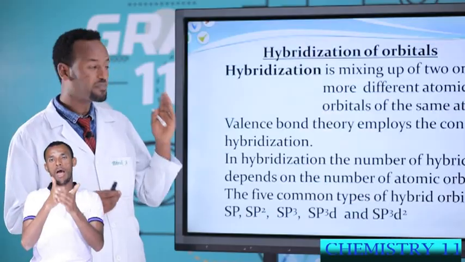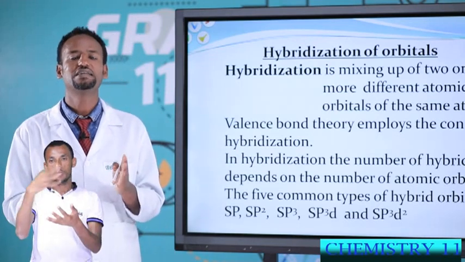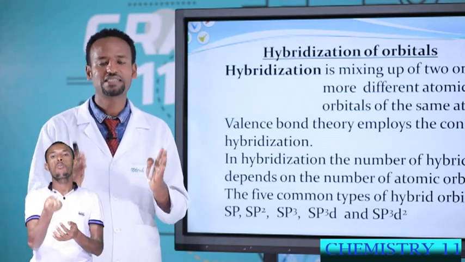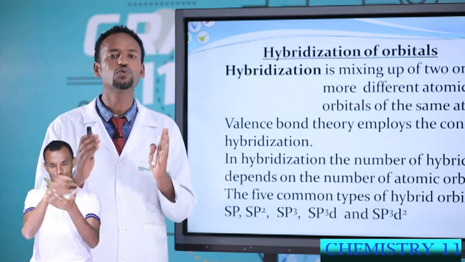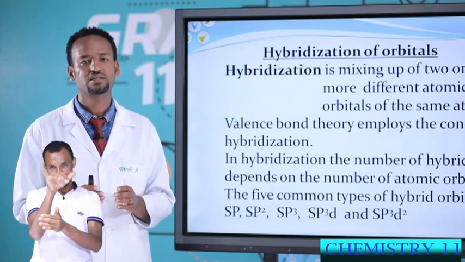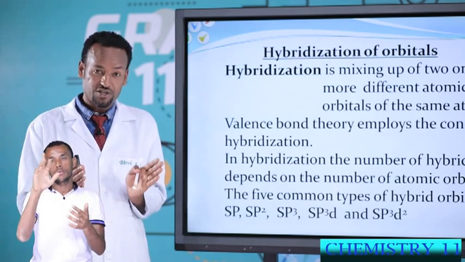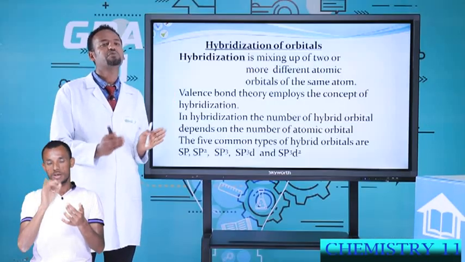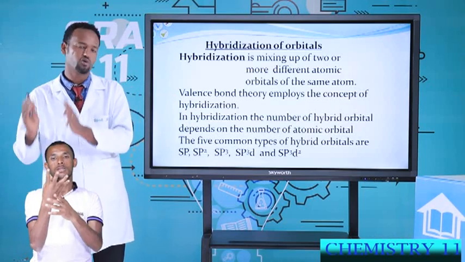Okay, nice. Hybridization is the mixing up of two or more different atomic orbitals of the same atom. The mixing up of two or more different atomic orbitals of the same atom is known as hybridization. In hybridization, different atomic orbitals are mixed together. Finally, it produces what? Hybrid orbital.